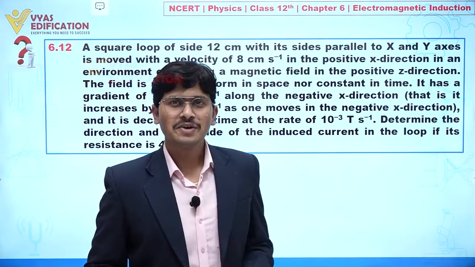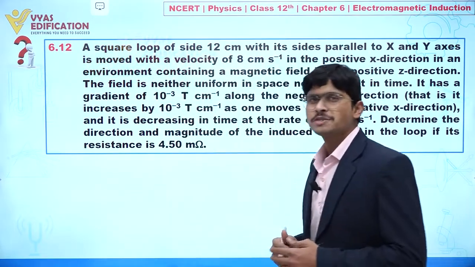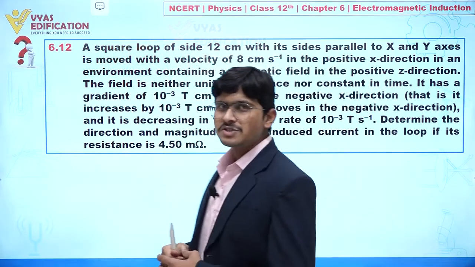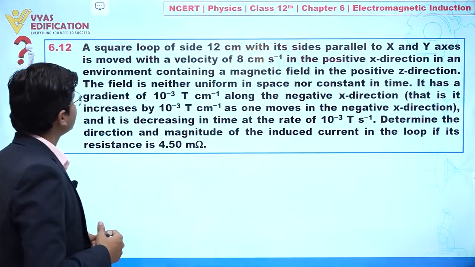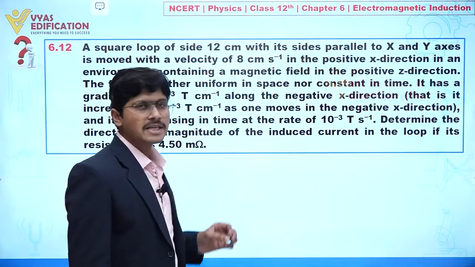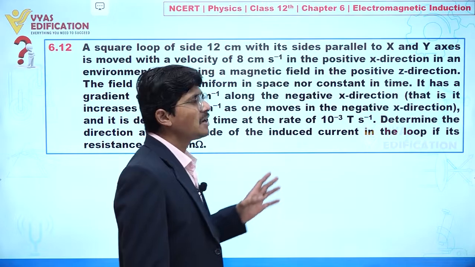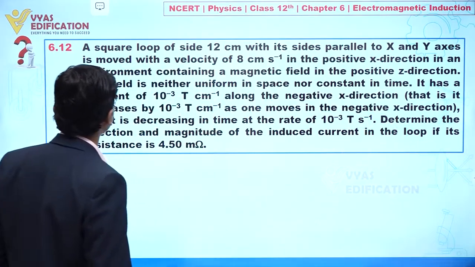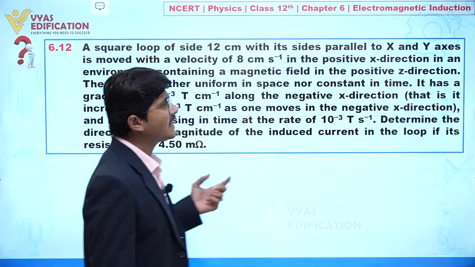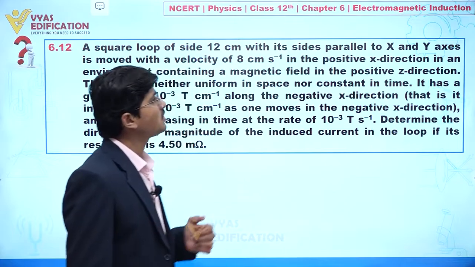So dear student, we are going to discuss question number 6.12. In this question it is given to you a square loop of side 12 cm with its sides parallel to the x and y axis, moved with the velocity 8 cm per second in a positive x direction.